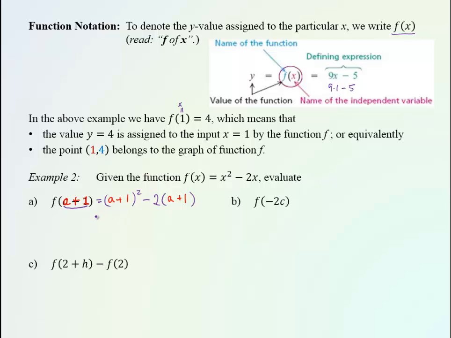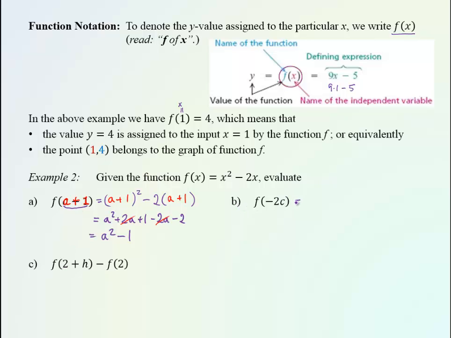And then we simplify. So perform the perfect square formula. So it's a squared plus 2a plus 1 minus 2a and minus 2 equals a squared, 2a and minus 2a is gone, and 1 minus 2 is -1. This will be the output for the input a plus 1. Or, in other words, this will be the value of the function f at the point a plus 1.